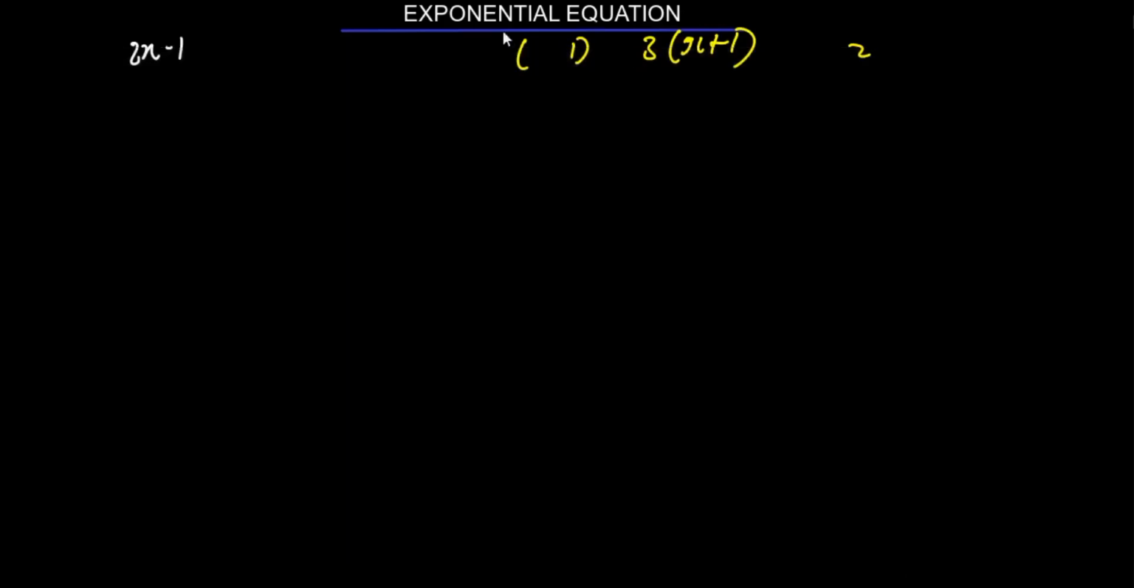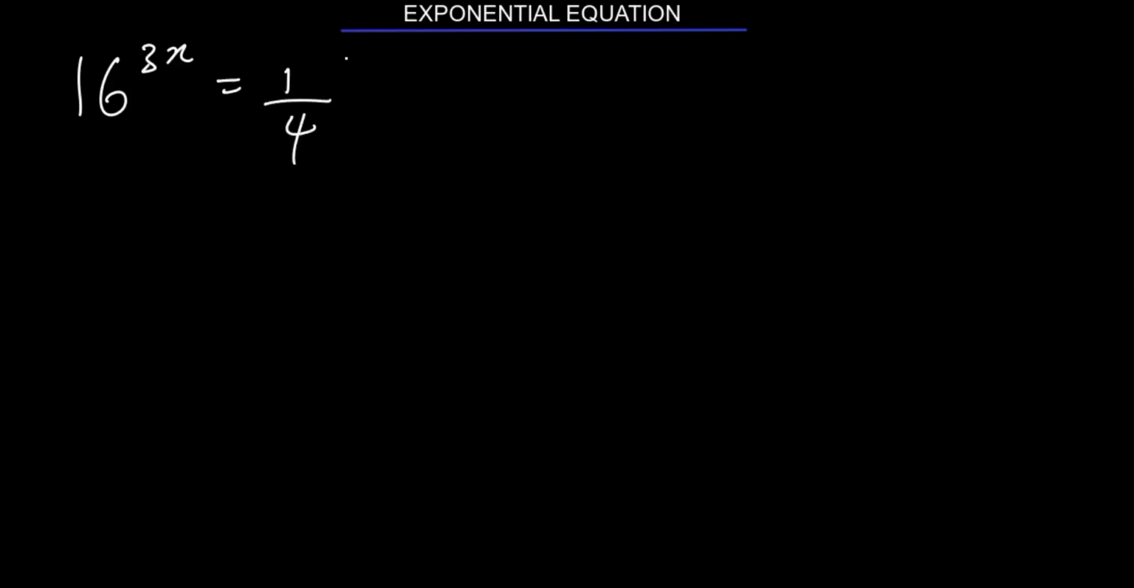Let's solve a more challenging problem. Assuming you're asked to solve this question. I have 16 to the power of 3x equals 1 over 4, then 32 to the power of x minus 1. This is what you have. How will you solve this question?